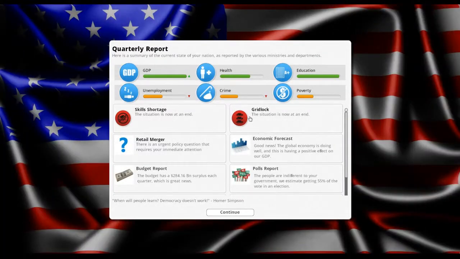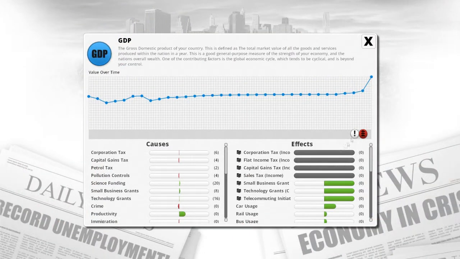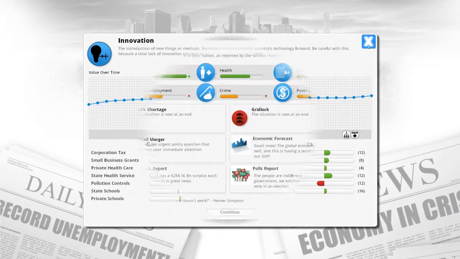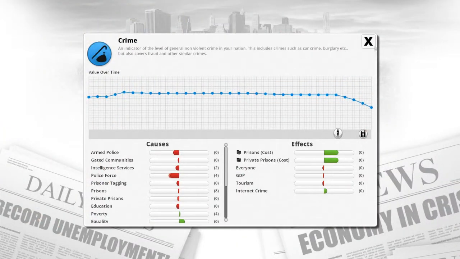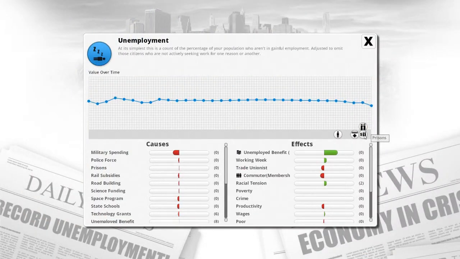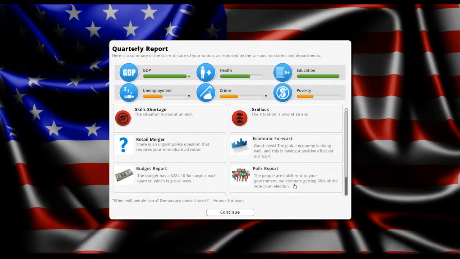Let's see. No more gridlock, no more skills shortage. Unemployment and crime is going down. GDP apparently is skyrocketing. Oh yeah, now that went up. See, innovation is increasing it by about 20%. It's going up a little bit. Crime's going way down. Unemployment's going down a little bit, probably because of private prisons. Apparently I have 55% of the electorate.